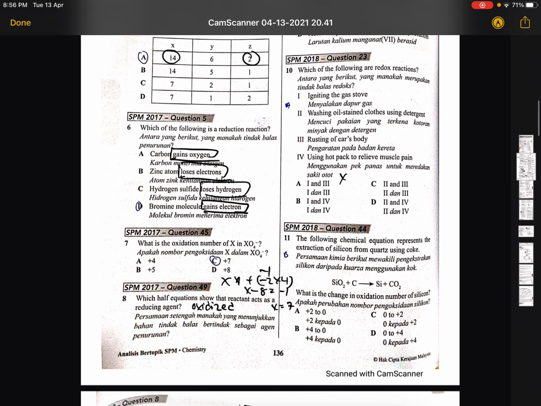What actually happens there? How about I, igniting the gas stove? Igniting the gas stove requires combustion, and combustion would cause, I think it was some gases.